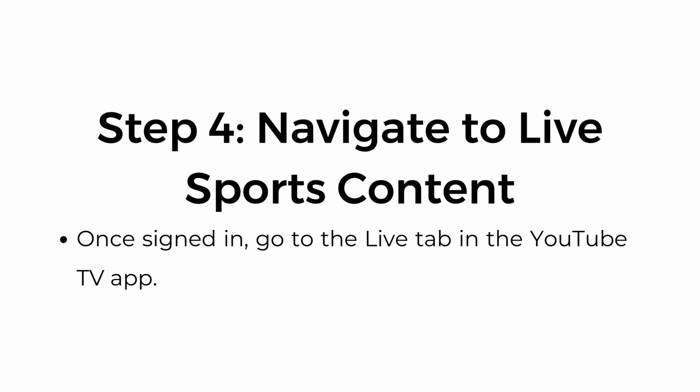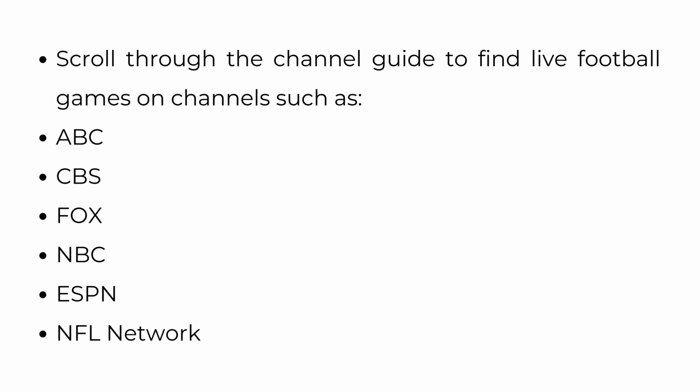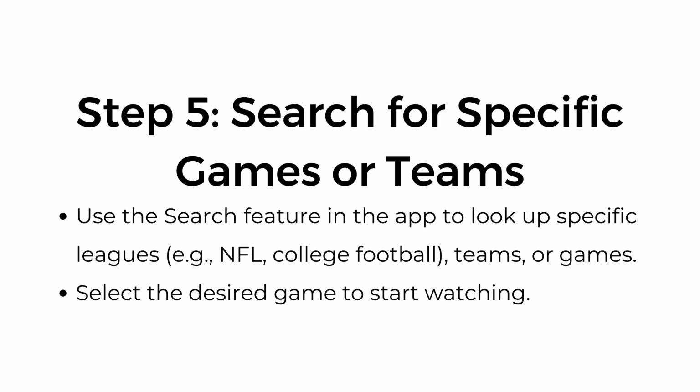Step number 4, navigate to live sports content. Once signed in, go to the live tab in the YouTube TV app. Scroll through the channel guide to find live football games on channels such as ABC, CBS, Fox, NBC, ESPN, and the NFL Network.